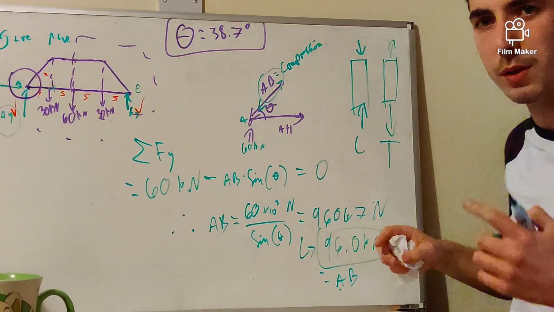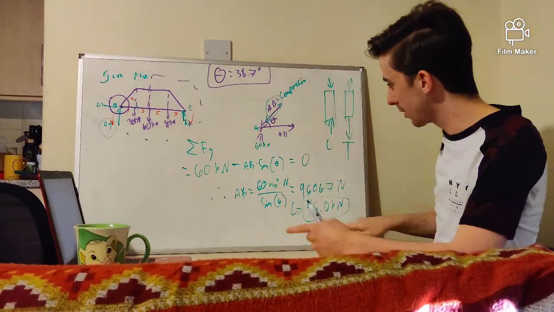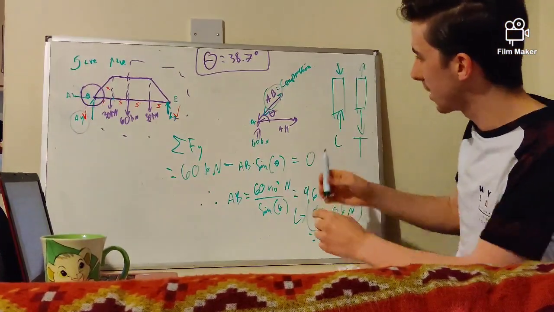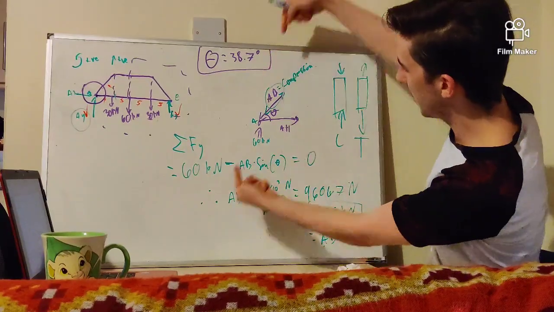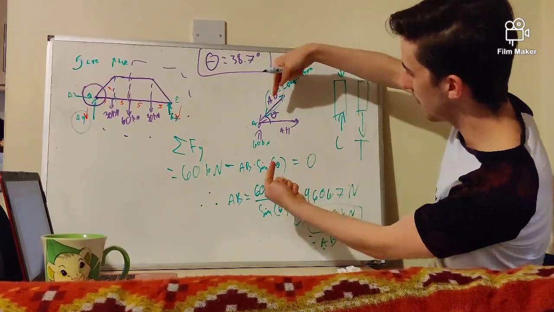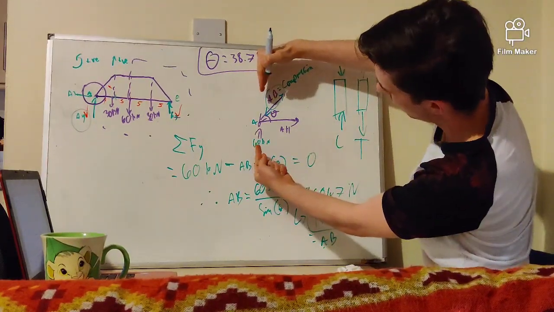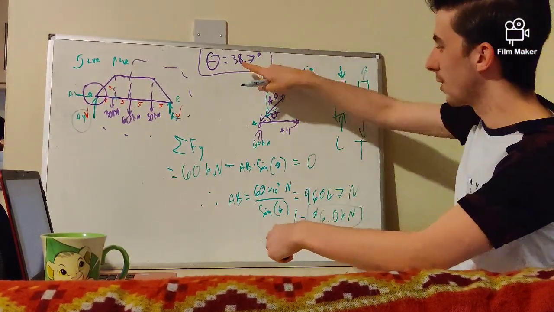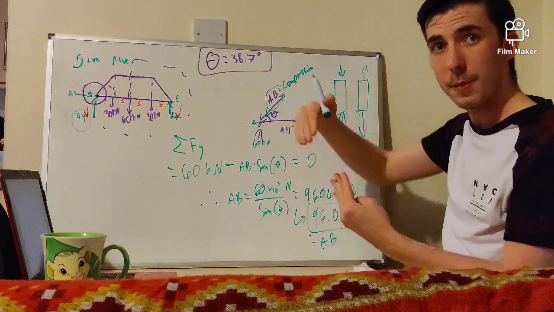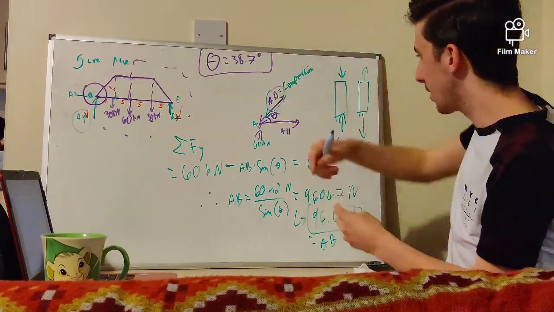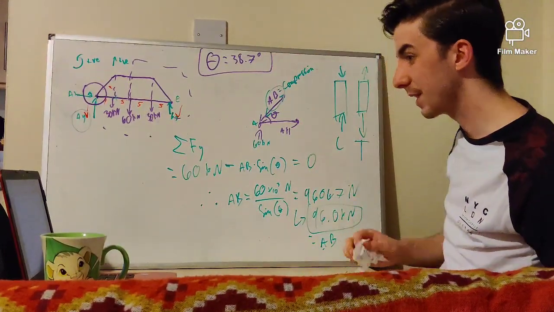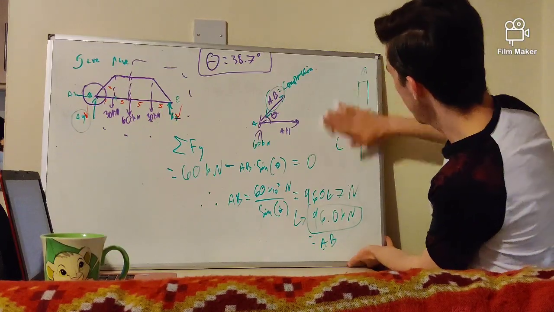Hopefully that makes sense. If not, pause it, rewind it, just look over how we got to that again. But essentially, we know that all of this is equal in this direction. So we've got our 60, which has to be equal to the sine of that. So then we just rearrange that. We know theta, so we can just plug it in and get our Y force in AB. Hopefully that made sense.